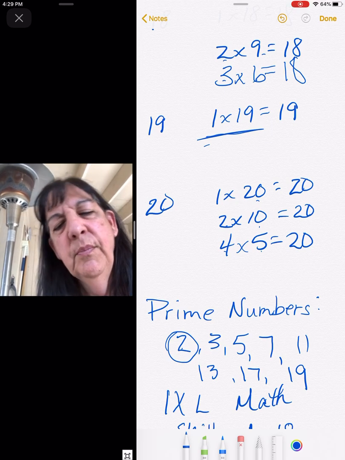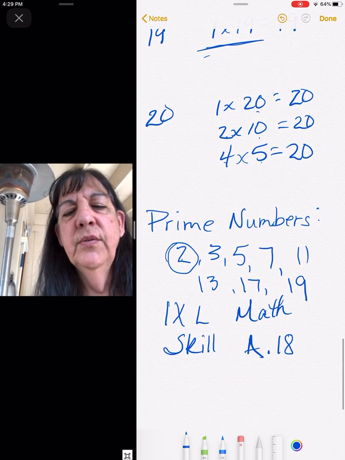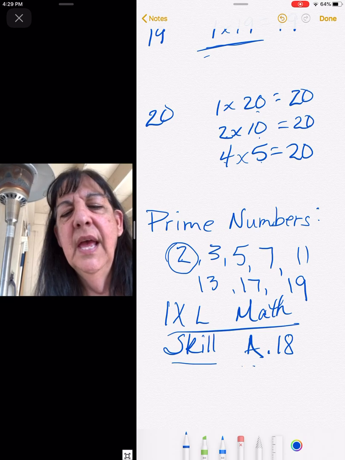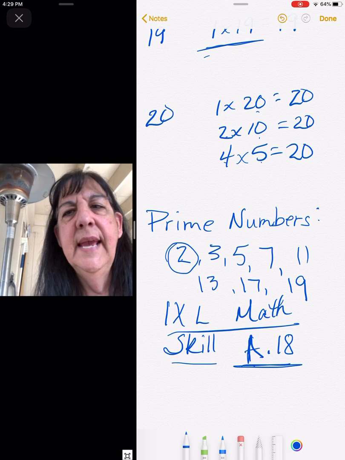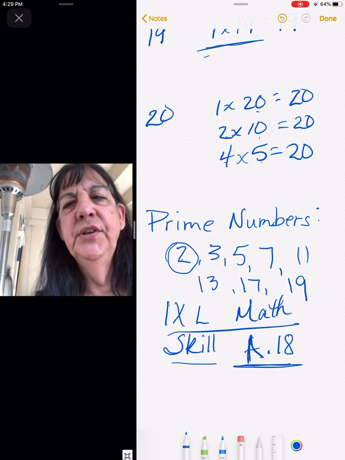So, you might want to write those numbers down and go to IXL Math Skill A18. Okay? A18. If you have any questions, you know what to do.